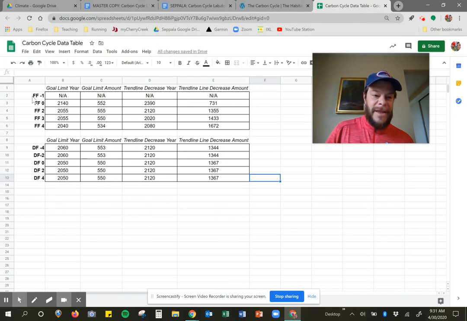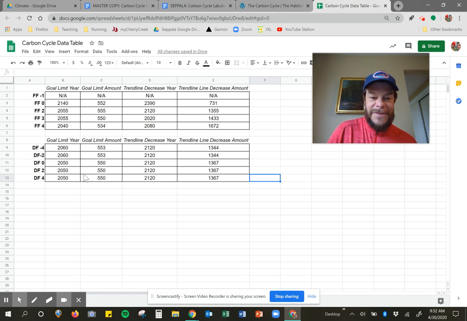Here are my trends for fossil fuels. Notice that when we increase our fossil fuel usage, we get closer and closer to present day of reaching the goal limit. The amount doesn't really change that much, but our trend line decrease certainly does. And our trend line decrease amount certainly changes a lot.